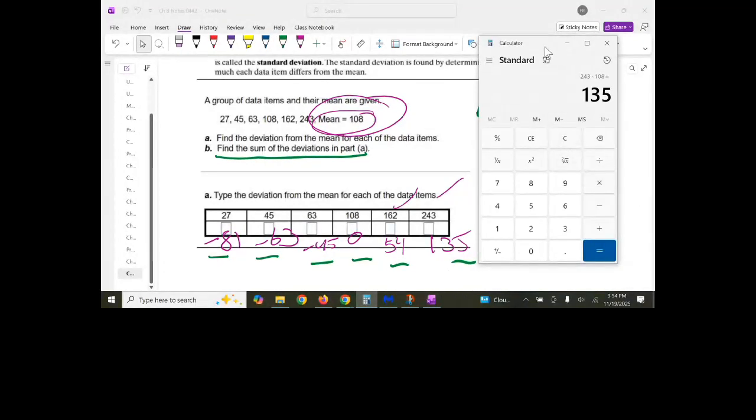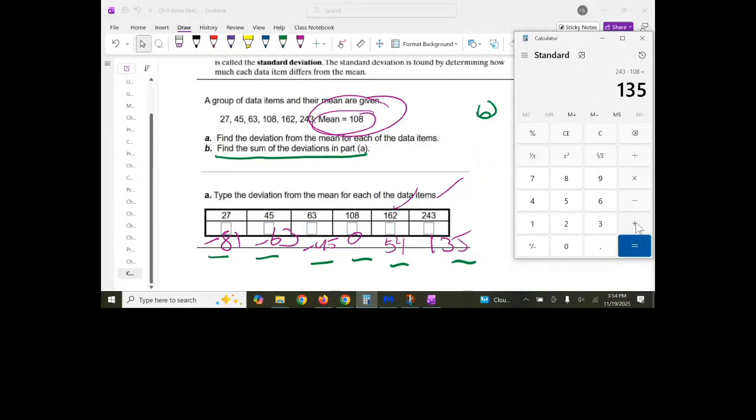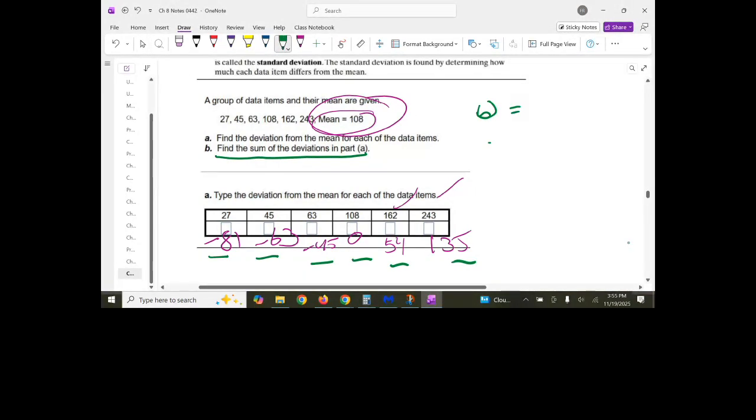So let's do this. Look, I already have 135. I'm going to add 54. I'm going to add 0. I'm going to add 45, but it's negative. I'm going to add 63, but it's negative. And I'm going to add 81, but it's negative. And when we add them up, check out what number we got. We got 0. Okay. So we added them together. We got 0.